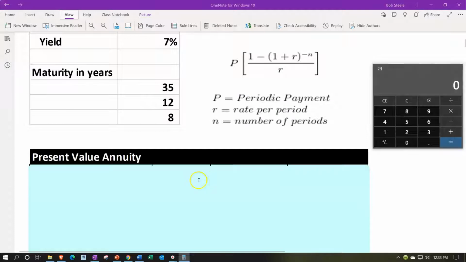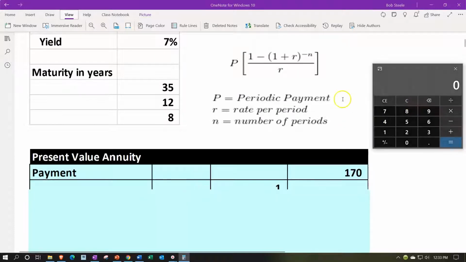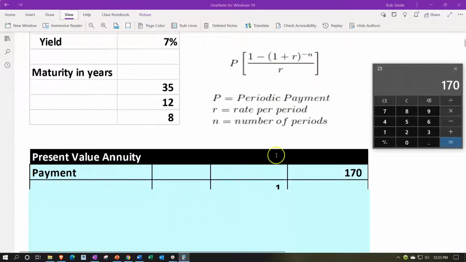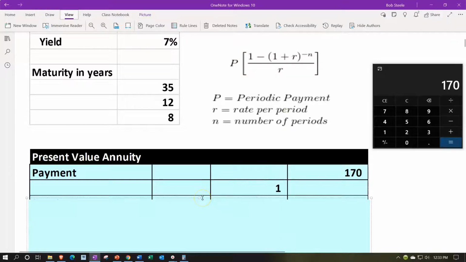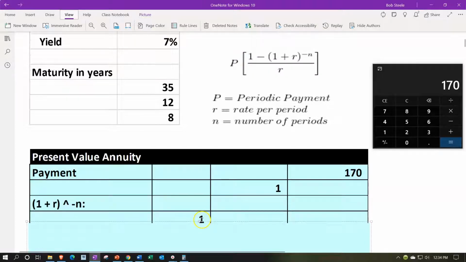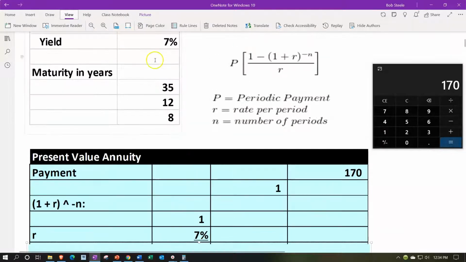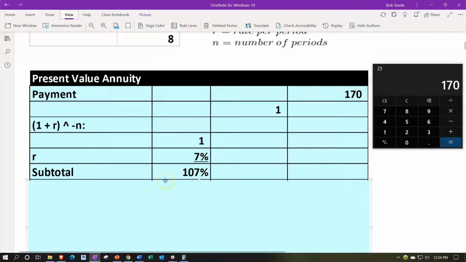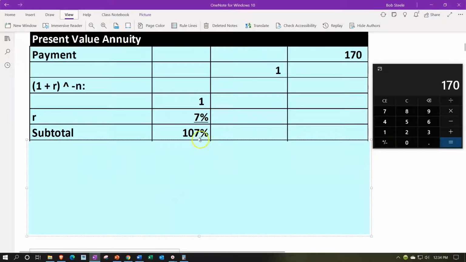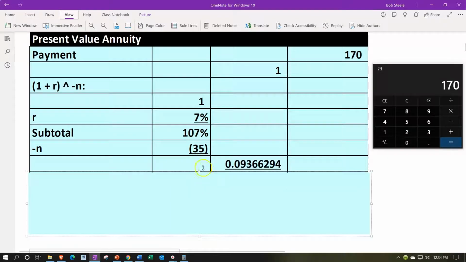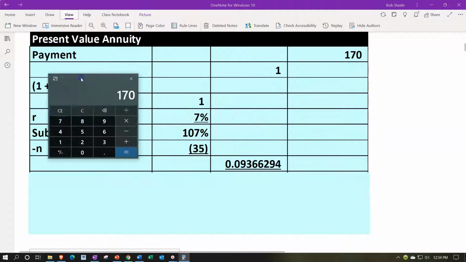Putting this into our table type of format, we will bring the payment out to the outside. That's going to be the 1,000 times 0.17 or 17%, 170, that being the annuity payments we expect to see happening every year for 35 years, 35 periods. The numerator is 1, we'll bring into the inside column, then the 1 plus the R to the negative N. There's the 1, there's the R, 7%, the market rate. Adding those up gives us 1.07. And then we have the to the negative 35 number of periods, 35 periods. That then gives us 0.09366294. Let's do that with our calculator over here.